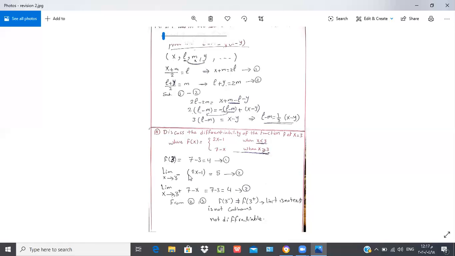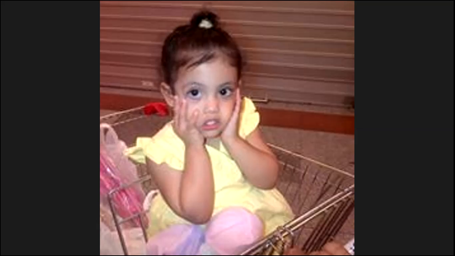Because the limit from the right doesn't equal the limit from the left, the limit does not exist. There is no limit. So it is not continuous, or discontinuous. So it will not be differentiable. Okay? I go to another part.